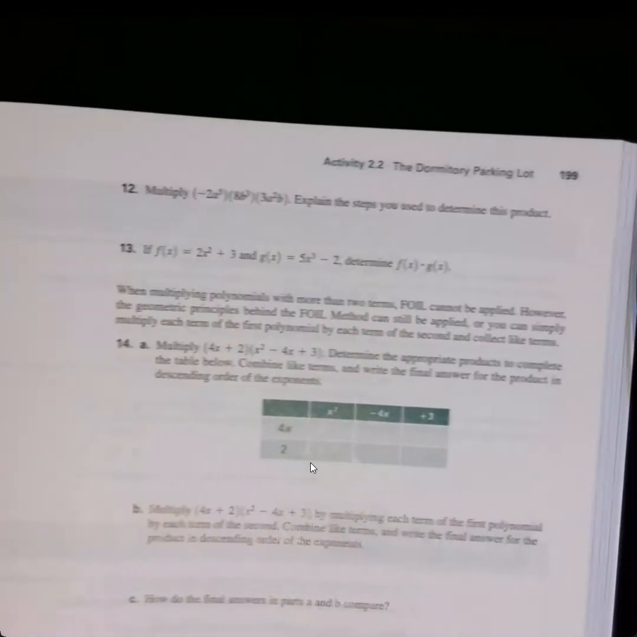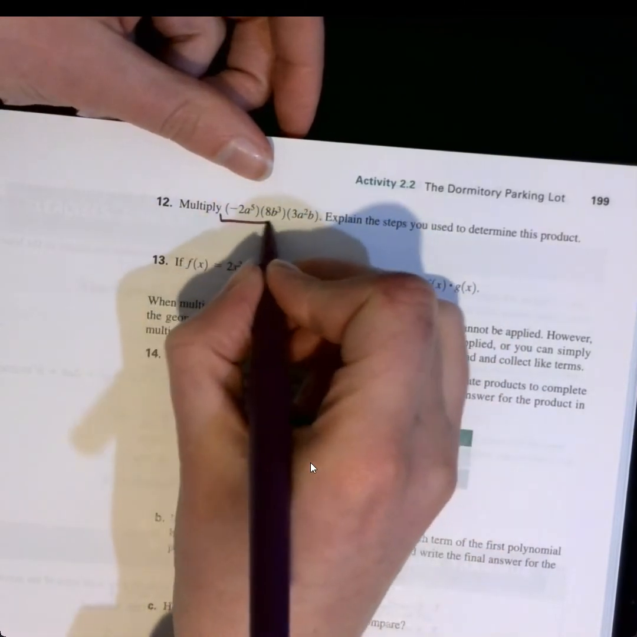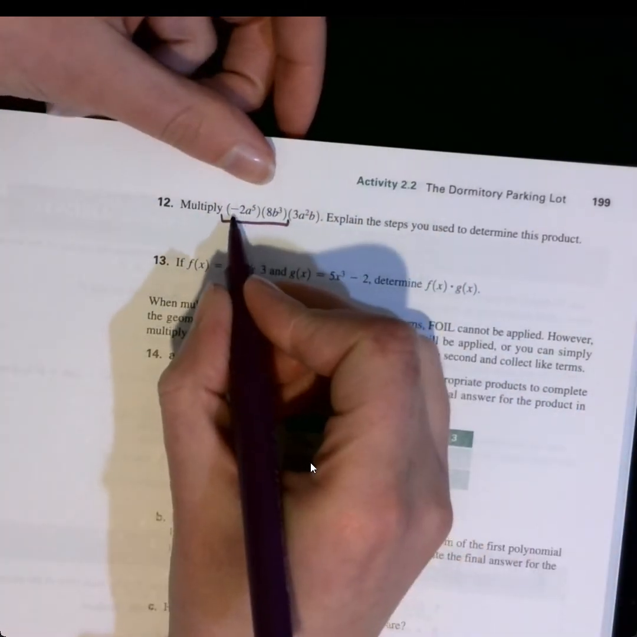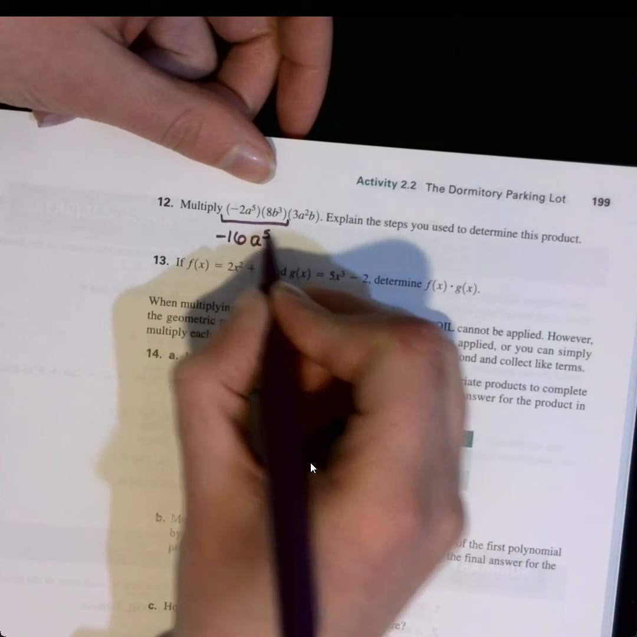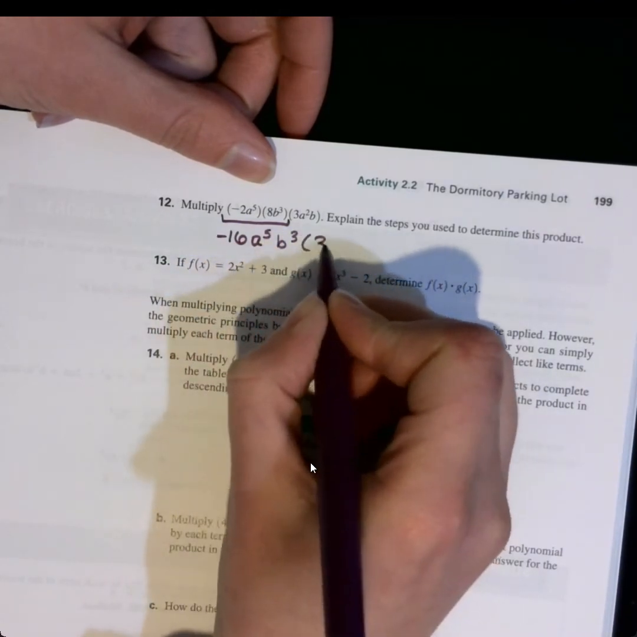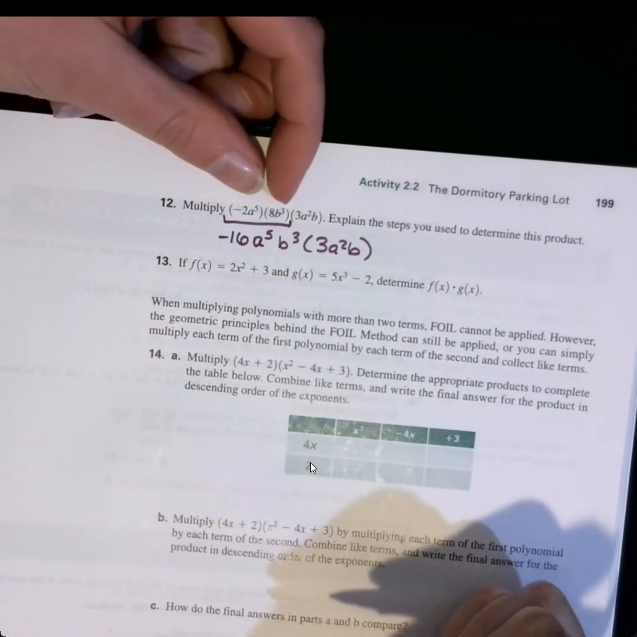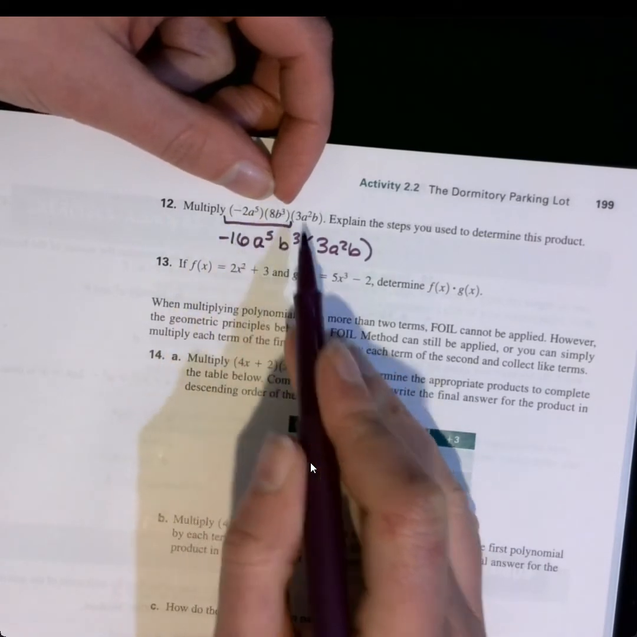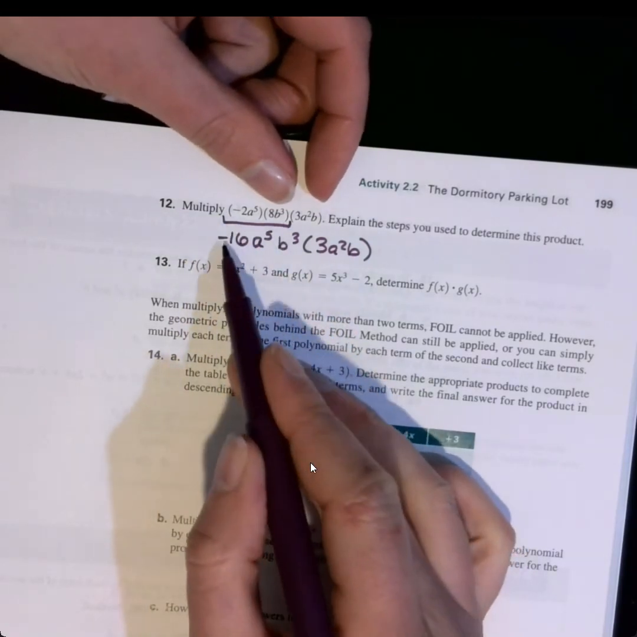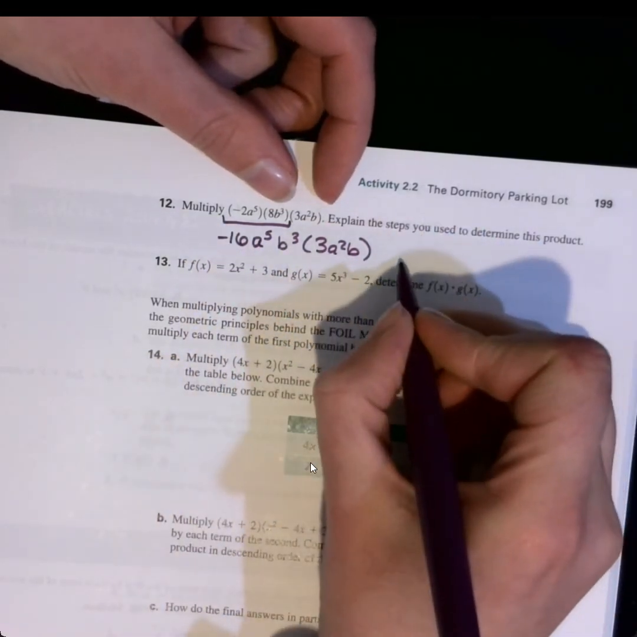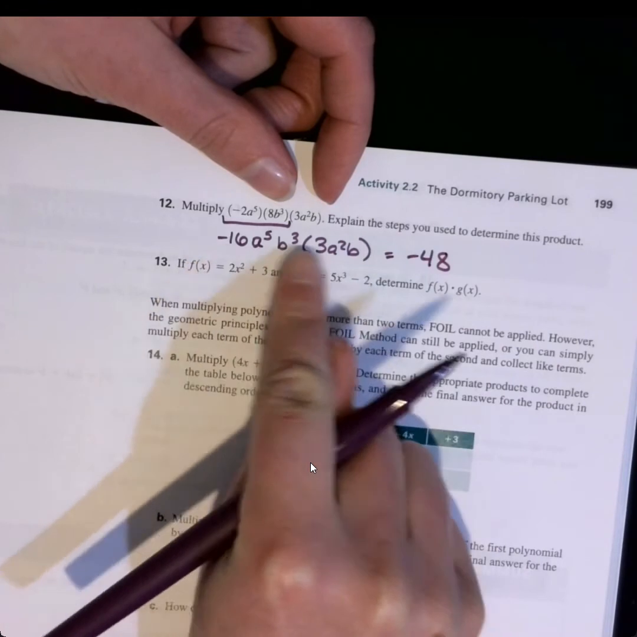Okay, so number 12, we're going to multiply these three together. So I would do the first two together. That would be 2 times 8, that is negative 16, a to the fifth, b to the third, and then we'll still times this by 3a squared b. So in the first two, they had different letters, so I couldn't combine the two letters together. I just collected all the a's and collected all the b's. Now we'll do the rest of it. I could do it all at once, but sometimes it's nicer just to break it down and do two at a time. The next one, negative 16 times 3. So that's going to give me negative 48 for the numeric product, the coefficient product.